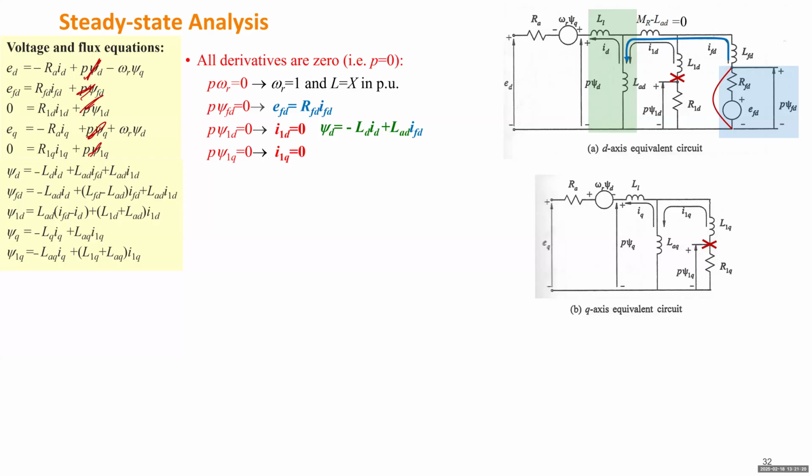So immediately when we come to the equation for psi D, we get rid of the last term. This current will be 0, and this is 0, this is 0, this is 0. So we cross off all the terms which carry the damper winding currents in either the D or Q axis. That makes the flux linkage equations for the stator flux in the D axis and Q axis much simpler.